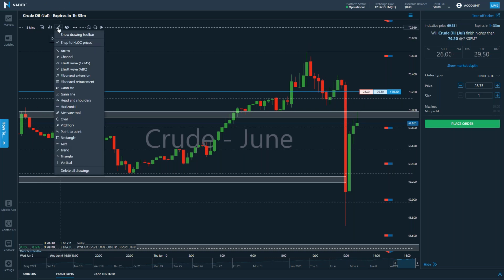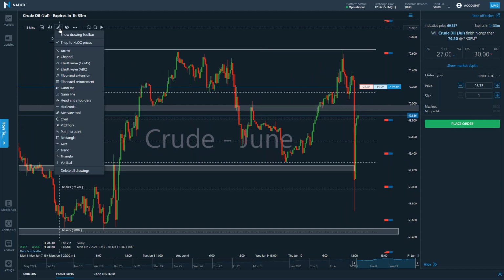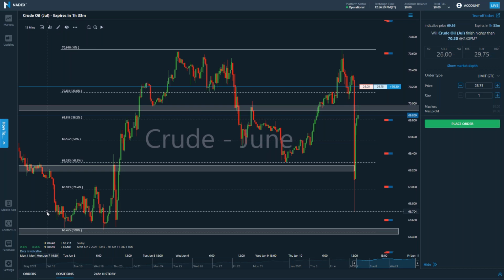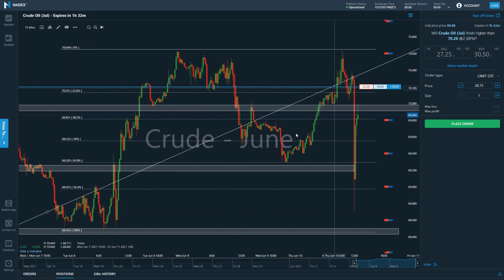In regards to some of these other drawing tools, I'm just going to show you. Here's a simple trend line. I click it once and you put the trend line on, and I can say, okay, I'm looking at this trend line, but does that help me?